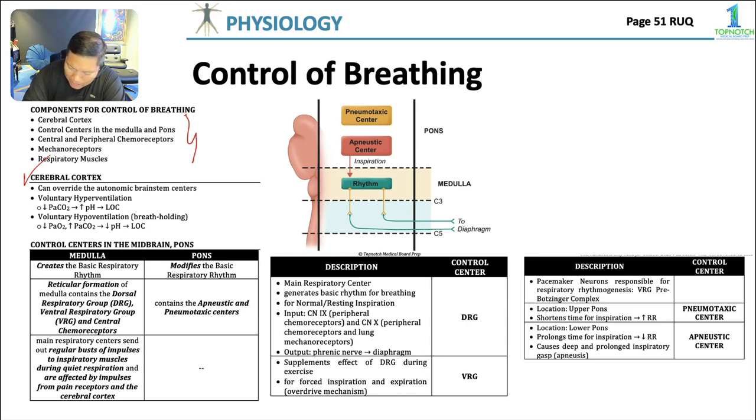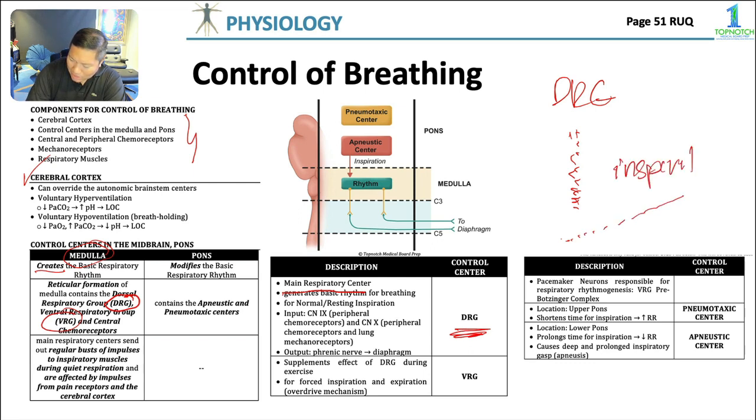Okay? Now, the medulla and the pons. The medulla will be the one to create the basic respiratory rhythm. This is where you're going to find the dorsal and ventral respiratory group. The dorsal respiratory group is the main respiratory center that triggers inspiration. The DRG will basically send a signal to your diaphragm for it to contract. It will cause what we call the inspiratory ramp signal. It ramps up the diaphragm to cause it to contract. That's the job of the DRG.